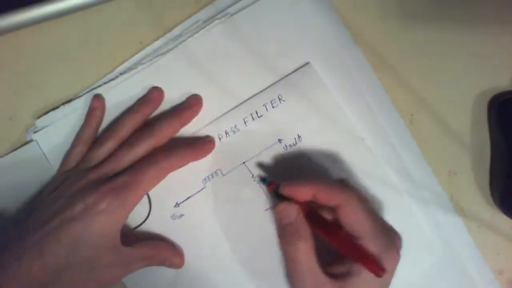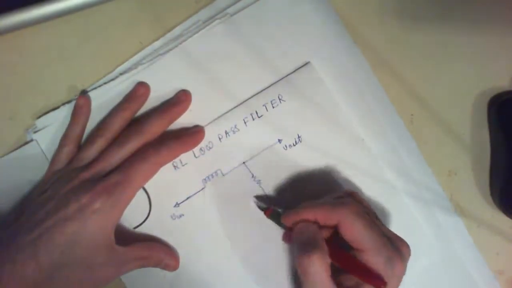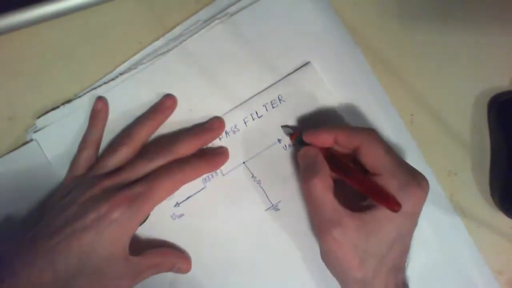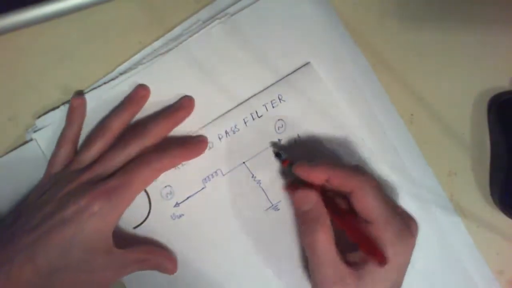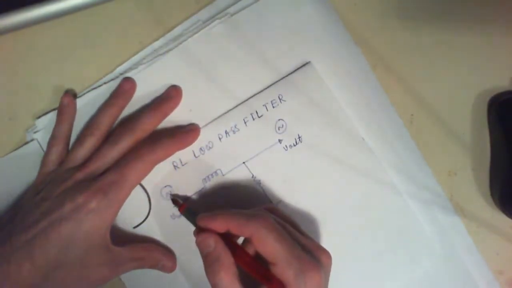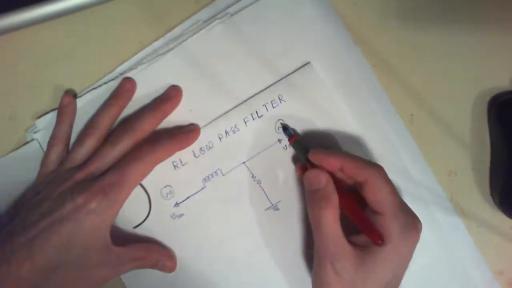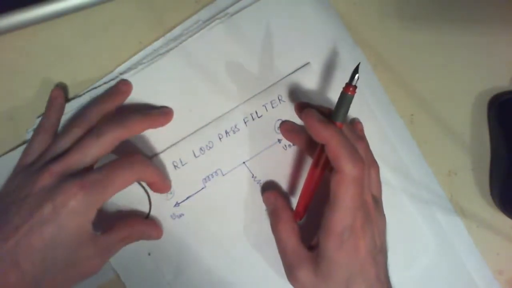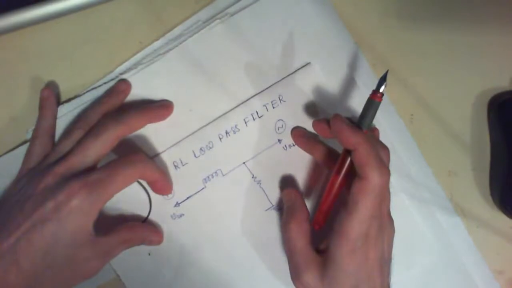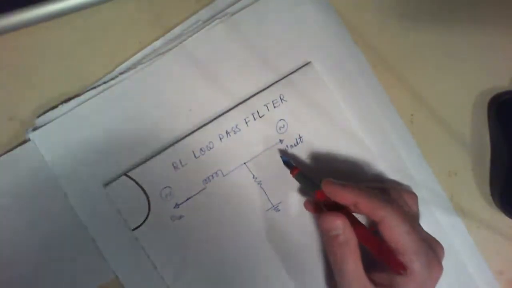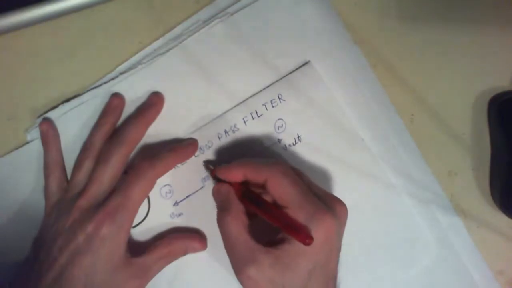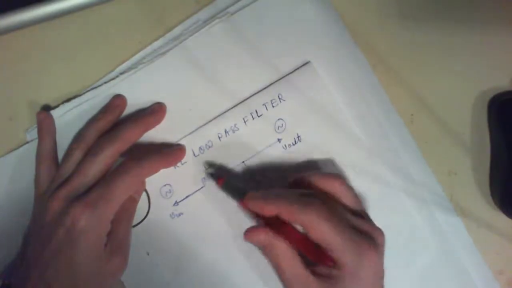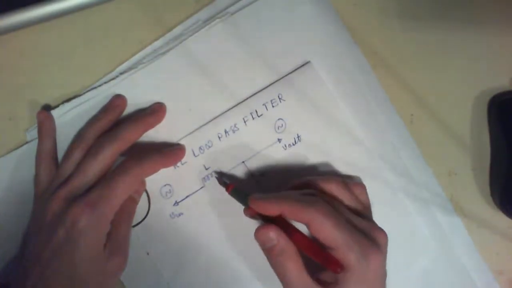So this basically acts like a voltage divider for an AC signal. Some AC signal comes in, and then some AC signal goes out, and the amplitude of this signal is going to change, meaning the peak-to-peak voltage over here is going to change. Let's say that this is your L, this is your R.